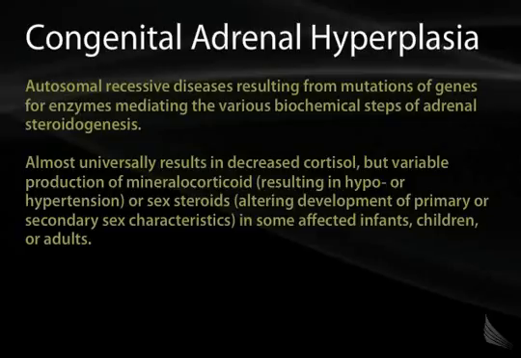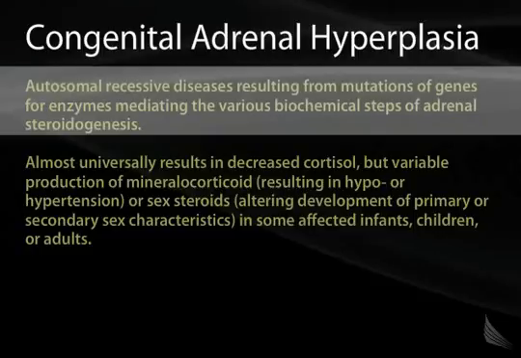These are a group of autosomal recessive disorders resulting from mutations of genes for the enzymes that are rate limiting for the various steps of adrenal steroidogenesis. So the most universally common manifestation of all CAH, at least from the biochemical standpoint, is a decrease in cortisol. So all CAH forms will have a low cortisol. But depending on where the enzymatic defect is, there are differences in the mineralocorticoid levels. And so the manifestations are dependent on where the enzyme defect is.